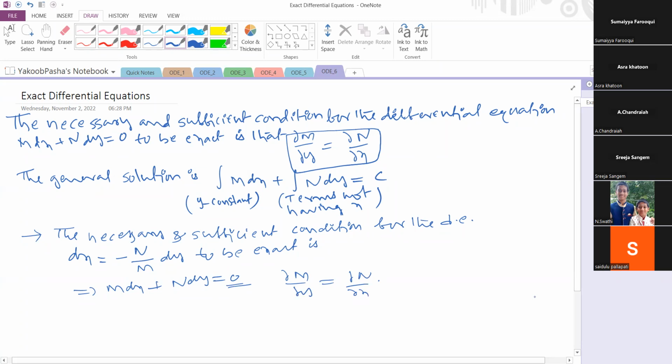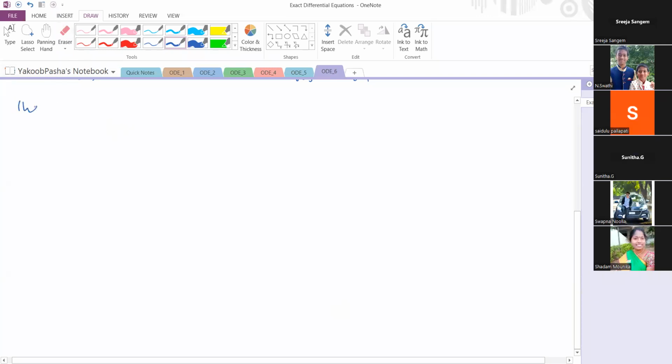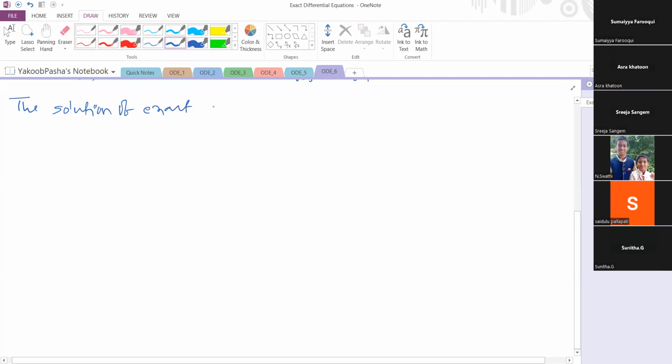Now I am taking the next problem. The solution of the exact equation. The equation is 2x by y cube into dx plus (y square minus 3x square by y power 4) dy is equal to 0. This is the exact equation.